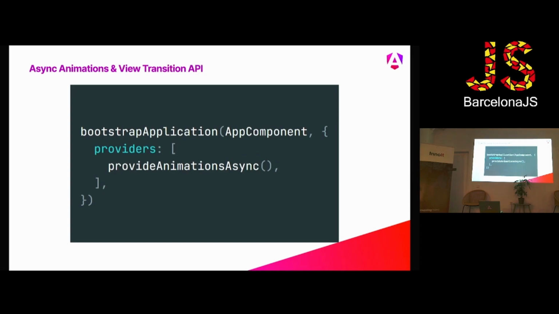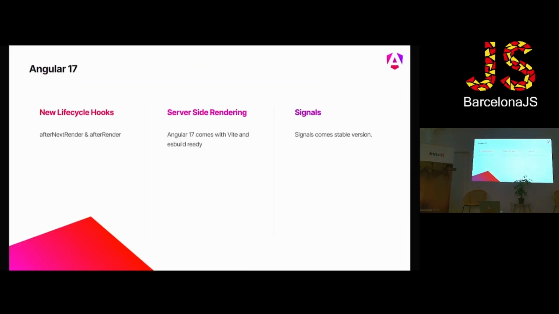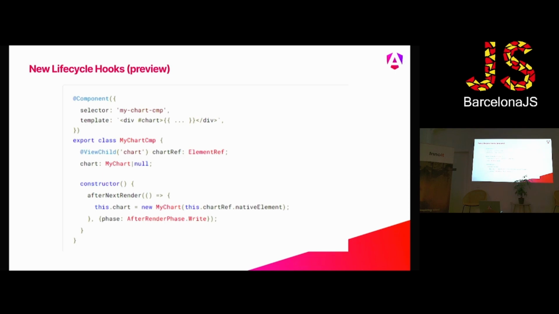Also, they provide async animation to make your bundle size a little bit smaller when you start the application. Yeah, more features. We have the lifecycle hooks in developer preview. We have server-side rendering. We have signals. Time? Okay. Perfect. So we now have new lifecycle hooks in preview that allow us to register hooks for when the view renders for the first time or the last time that the DOM has been hydrated. This is in preview, released now in version 17.